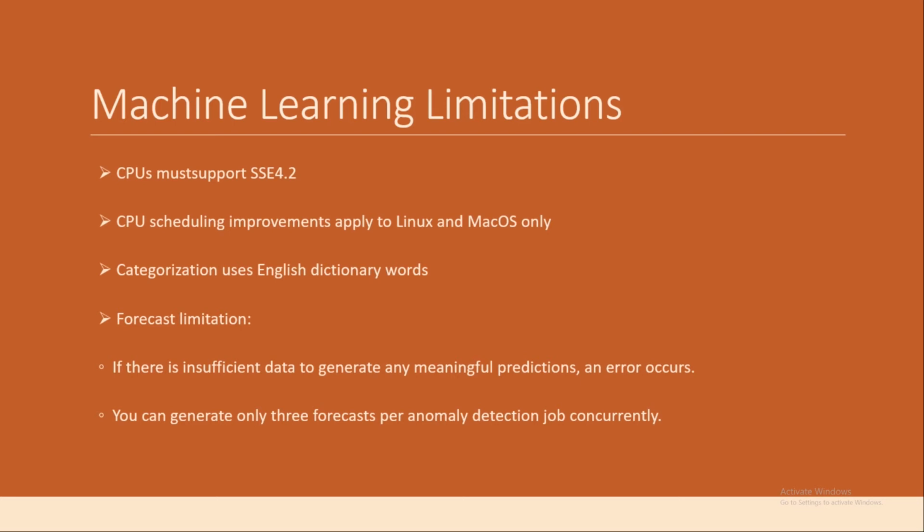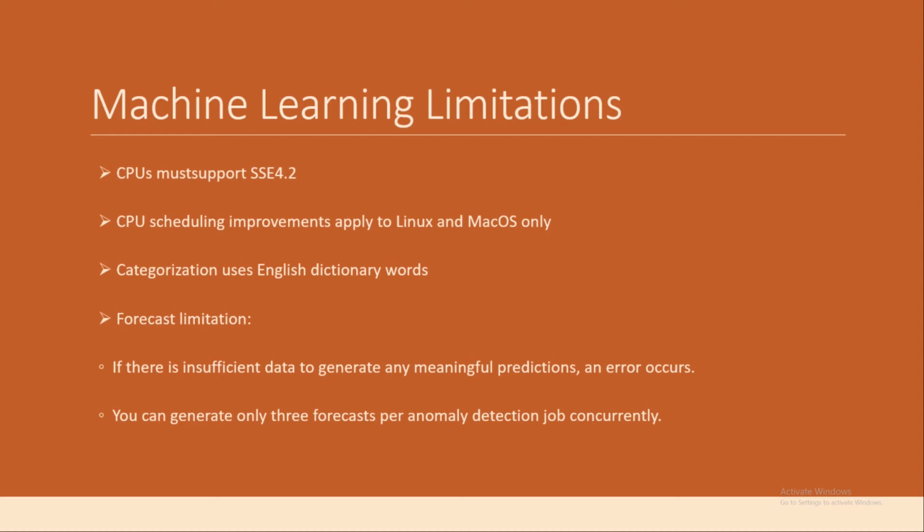The next limitation is categorization using English dictionary words only. Categorization identifies static parts of unstructured logs and groups similar messages together. The default categorization tokenizer assumes English language log messages. So if you want to apply your own language, you need to do some tweaking, which is pretty complicated.